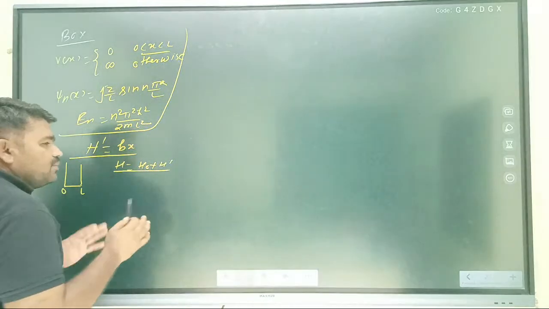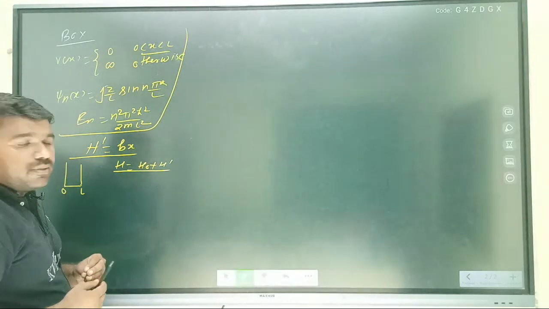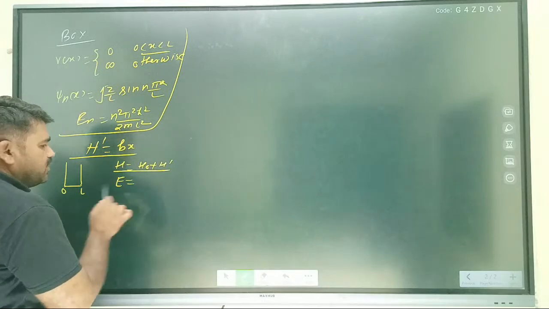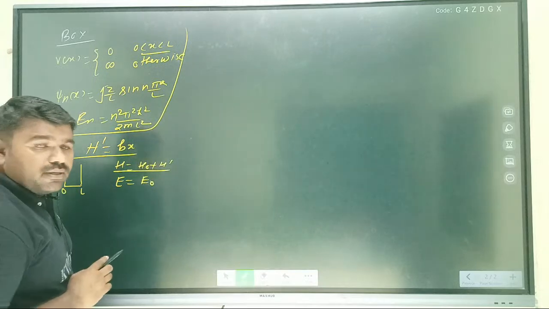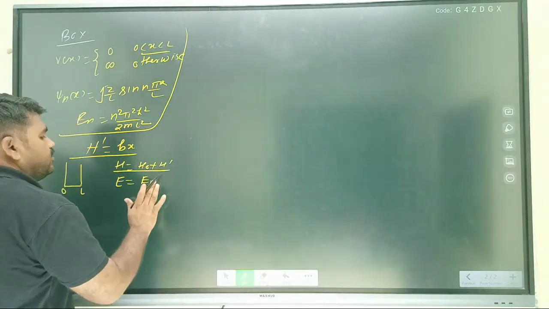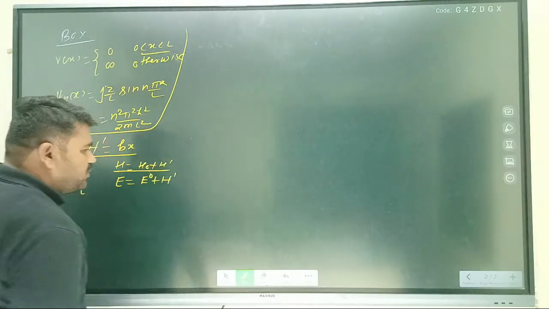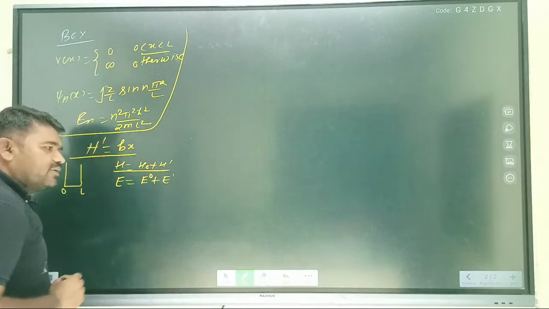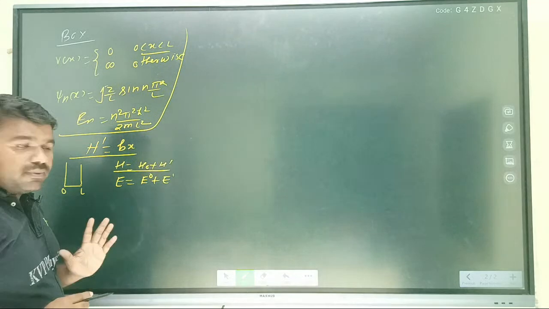H naught means unperturbed energy, meaning whatever general energy we take, we can say this is nothing but unperturbed energy. The expectation of the Hamiltonian is nothing but energy. The expectation of H we get E. E is equal to how much? E naught, meaning unperturbed energy. Clear? Or we can write here E naught plus E1. E1 means the first order correction to the energy. This total energy is unperturbed energy plus perturbed energy.